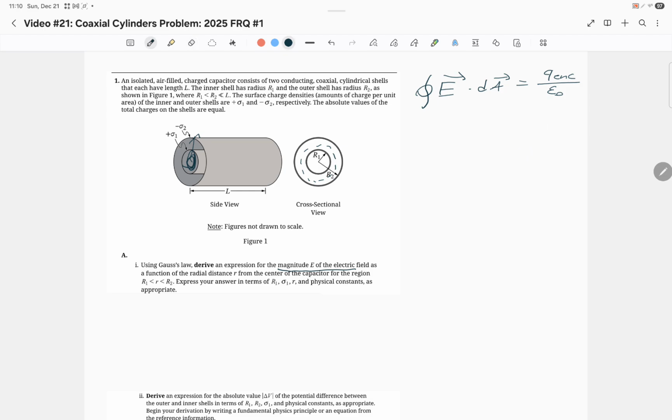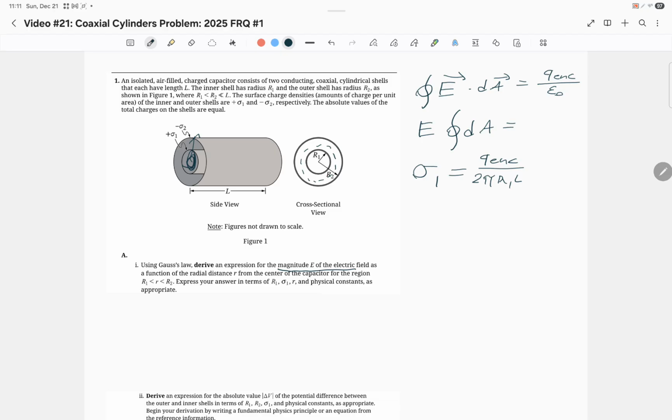If we start to solve, we'll factor out E because E is a constant at each point on the Gaussian surface. The integral of dA equals the enclosed charge. But what is the enclosed charge, you might ask? We saw before that the surface charge density is charge per unit area. So the enclosed charge over the total surface area of that cylinder, which is 2 pi R1 L.